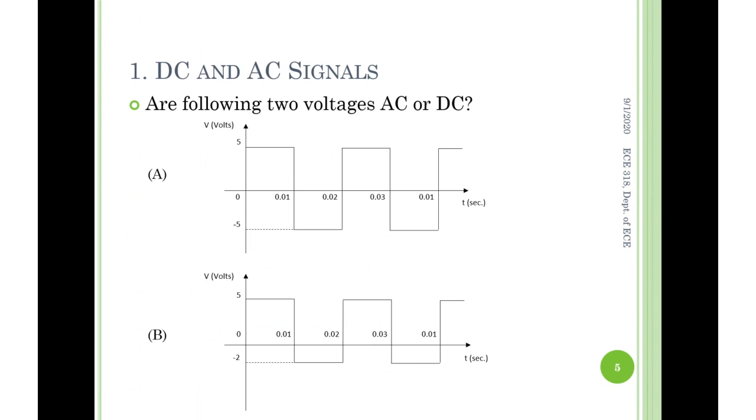Yeah, Connor says it is AC. Connor says it is the AC. That's the correct answer. But does it have any DC? I'm saying signal A. Does it contain any DC? Because it's obviously possible, right?